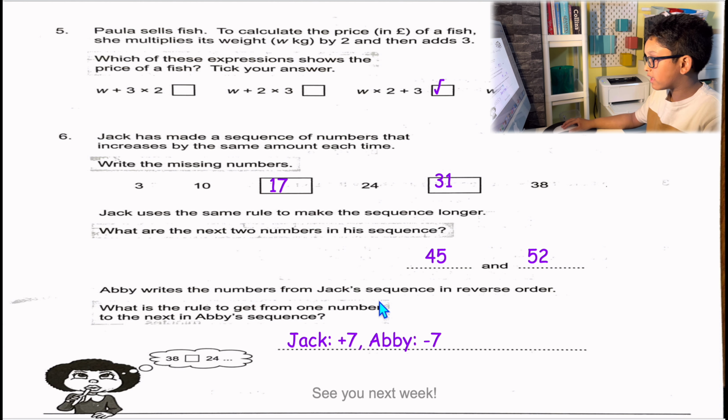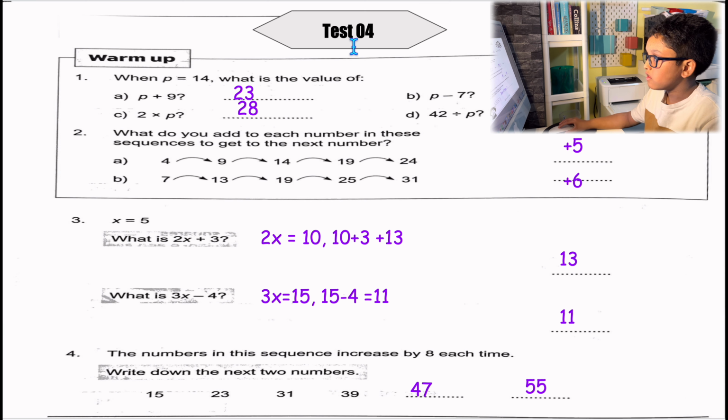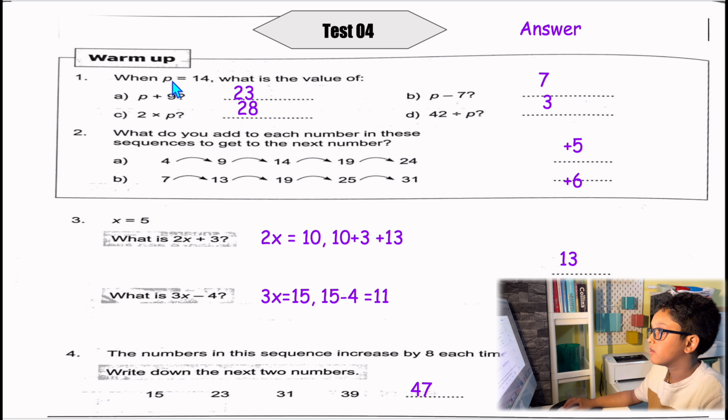So, let's review our work. Test 4. Warm up. Question 1. P will be 14. Substitute all of question 1's p for 14. 14 plus 9, 23. 2 times 14, 28. 14 take away 7 is 7. 42 divided by 14, 3.